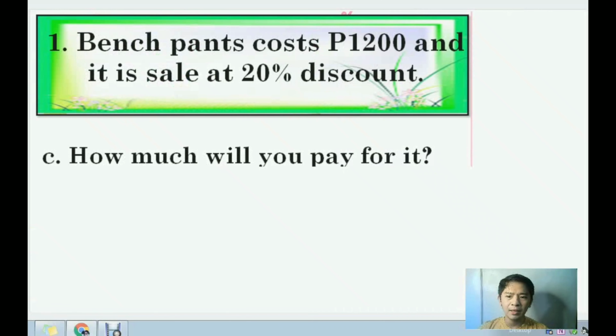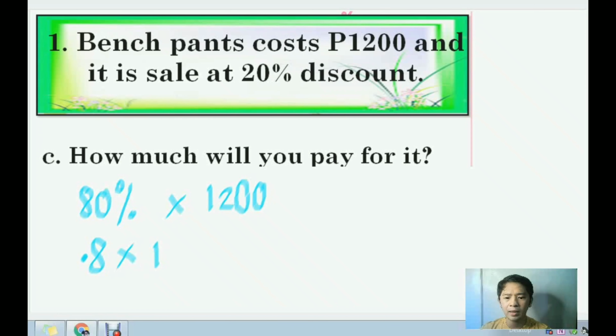Same situation, but the question is, how much will you pay for it? Okay, eto na. Kanina, sinabi ko, 80% ang babayaran natin, di ba? 80% ng ano po yun, sir? So, 80% siya ng kabuuan talaga, yung regular price na 1,200 pesos. Okay? So, 80% is the same as 0.8 or 0.80 in decimal. So, multiply natin yung 0.8 by 1,200 pesos. Magkano na yan pag minultiply?